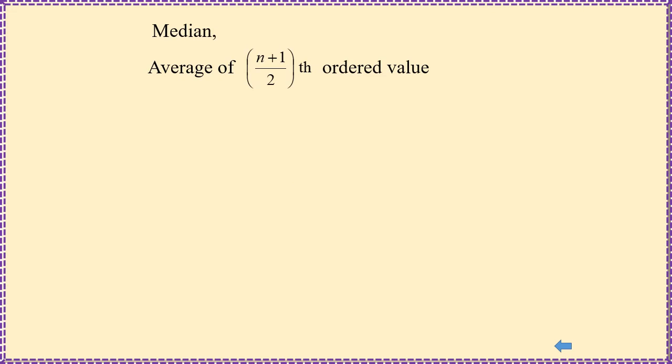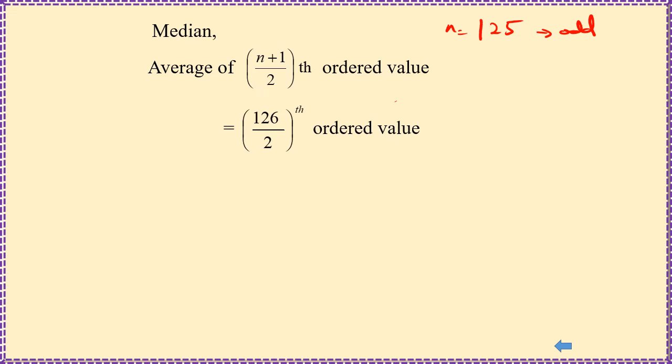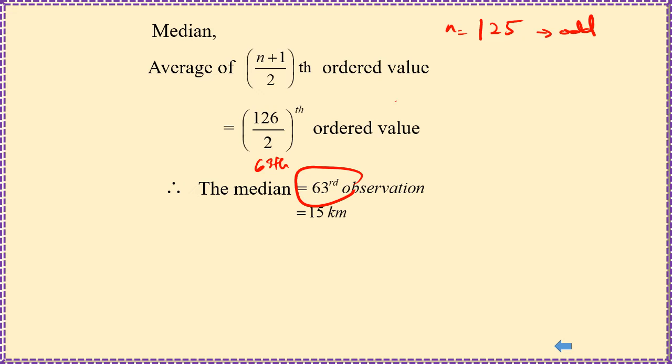Okay, so for the median, it is the average of n plus 1 over 2. Why? Because we have 125 observations. This is an odd data set, right? So for odd data, it will be 125 plus 1 divided by 2 observation. So it will be 126 divided by 2, which is 63. The 63rd observation is equal to what? We need to look at the cumulative distribution table to see which group the 63rd observation lies in. Okay, so later we go back to the table.